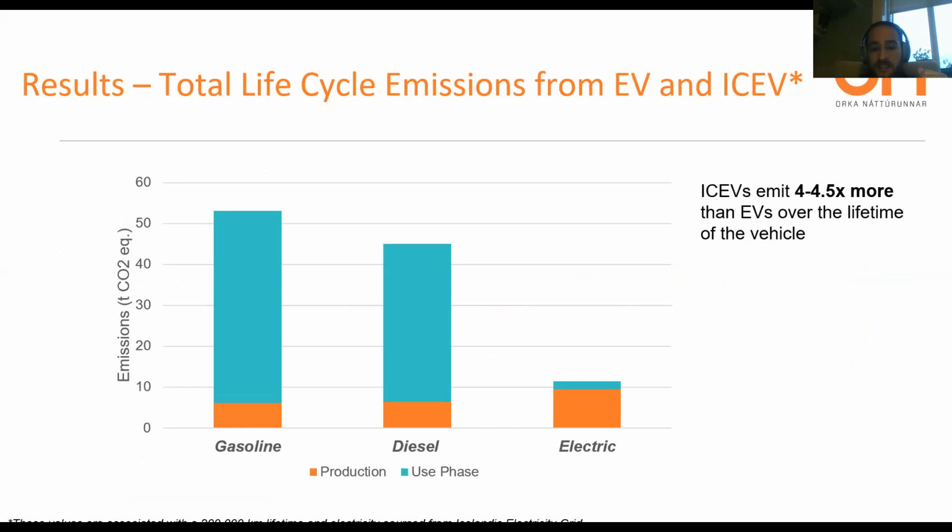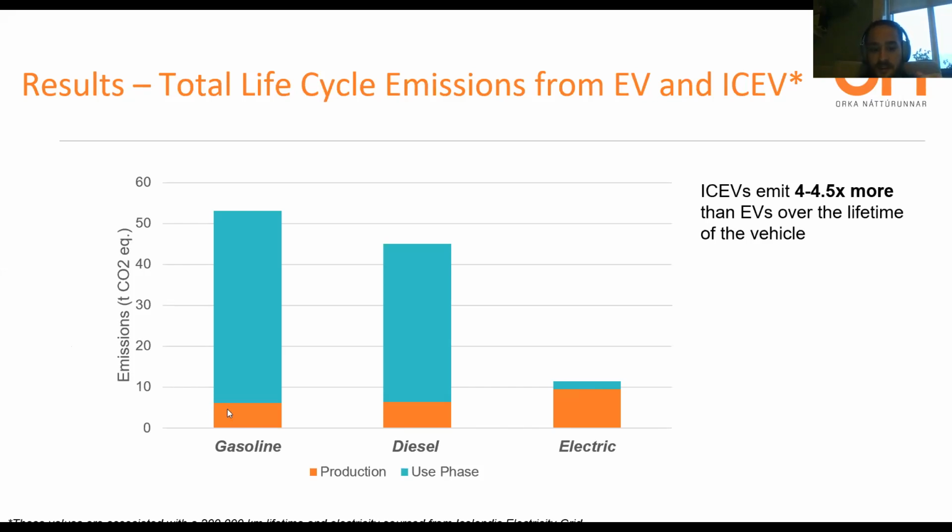When you're just looking at the production and the use phase, which are the biggest portions of emissions, with EVs in Iceland you can imagine that the production emissions to produce an EV, because of the battery pack, are often going to be higher in tons of CO2 equivalents. You're reaching almost 10 in this example, whereas diesel and gasoline are both sitting around 6.